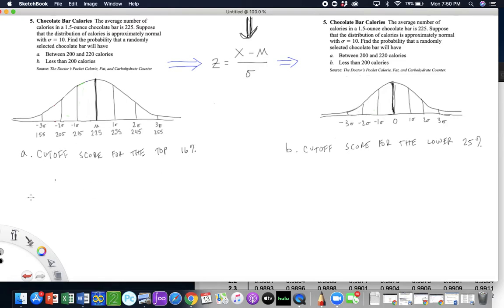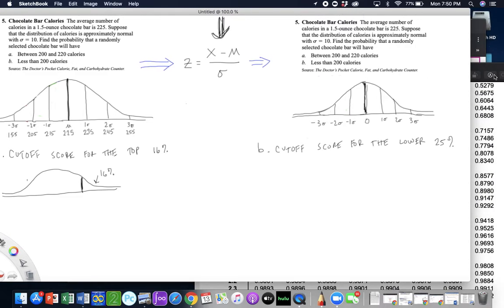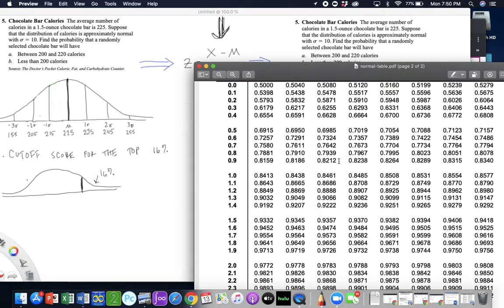The first thing you need to realize is that when we talk about the top 16%, if you visualize that here, I'm going to try to draw a nice bell-shaped curve. Getting better at it. It's always the end that gets me. So say this part right here is 16%. In our table, as we talked about through the last couple of videos, this gives me the area of the left side.